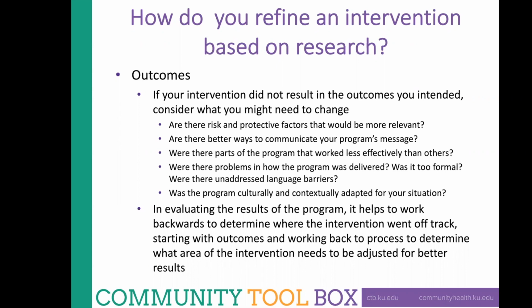Some possible reasons, though, for the program's effect not being as great as you had planned might include that you didn't target sufficient risk or protective factors. Maybe the program's message didn't reach participants or speak to them in a powerful way. Maybe there were intervening factors, attendance or lack of support services, that made the program less effective than it could have been. Maybe particular parts of the program didn't work well, or particular parts of the program weren't implemented well.